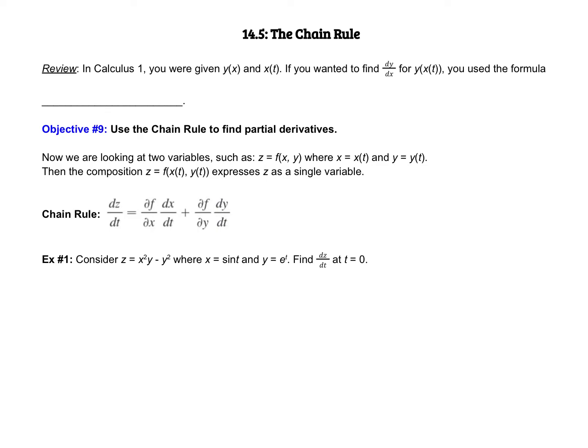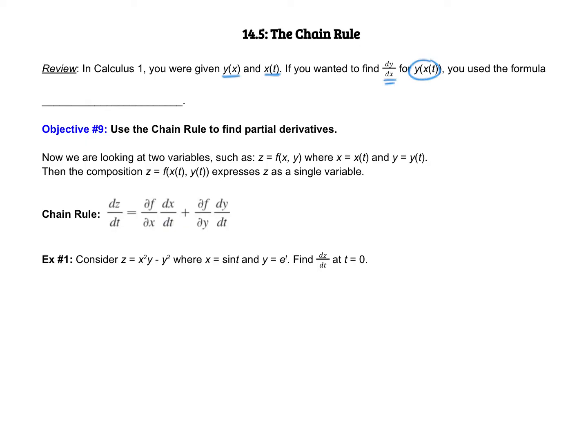Today's notes cover the chain rule. Before we jump into new stuff, let's relate this to what you did in Calc 1, like Calc AB or Calc BC. In Calc 1, you were often given some function in terms of x, and then that x is a function of t. So this was a composition. So you had y of x of t.